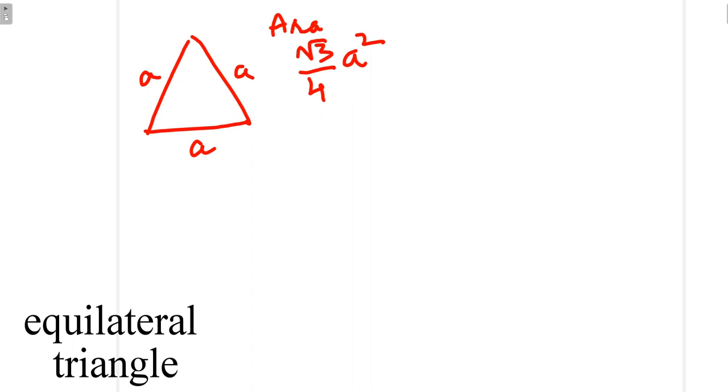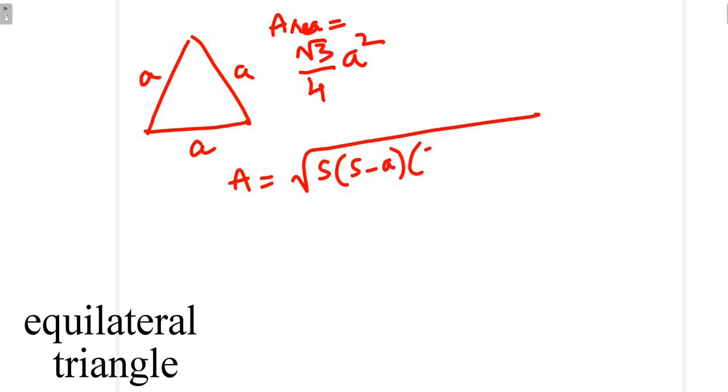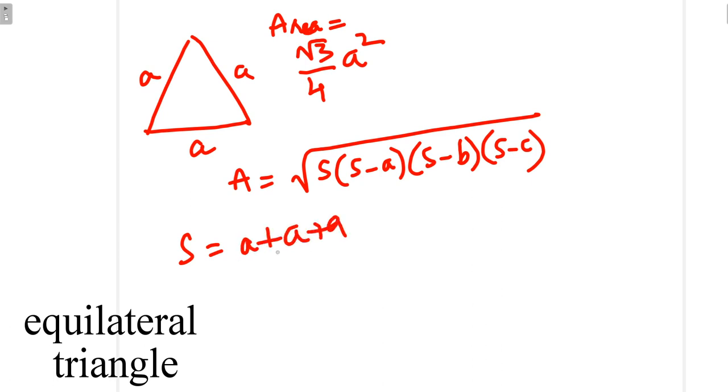So the area of an equilateral triangle is given by this formula. But how did we get this formula? We can apply Heron's formula to get this. So we'll see how. We know that Heron's formula is square root of s(s minus a)(s minus b)(s minus c). Now if I want to find s first, that is a plus a plus a divided by 2, which is equal to 3a by 2.